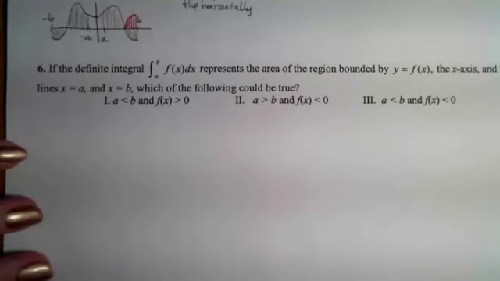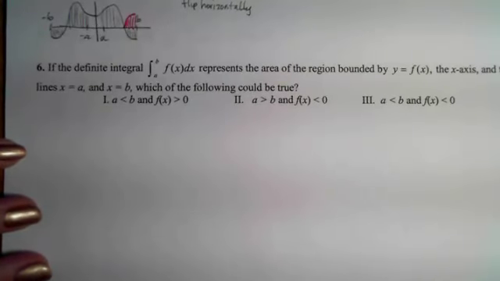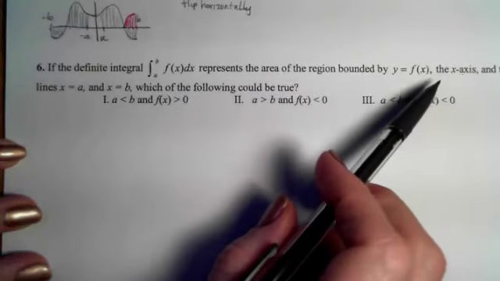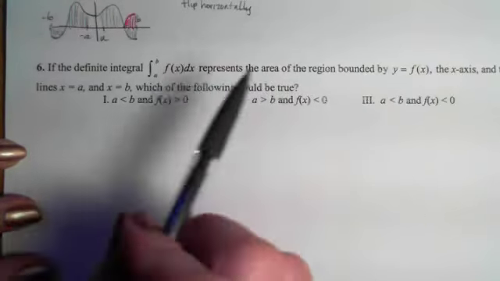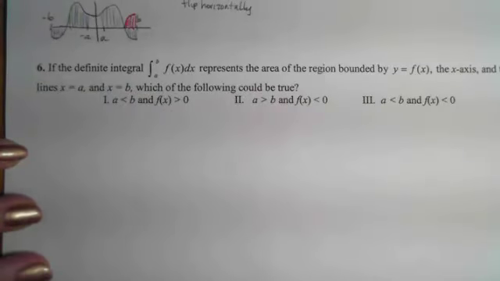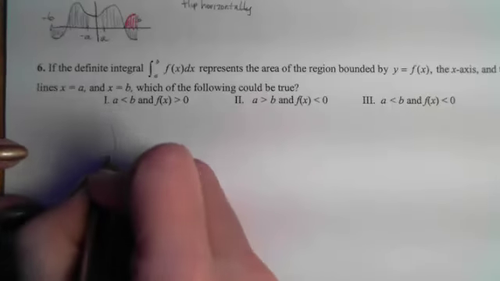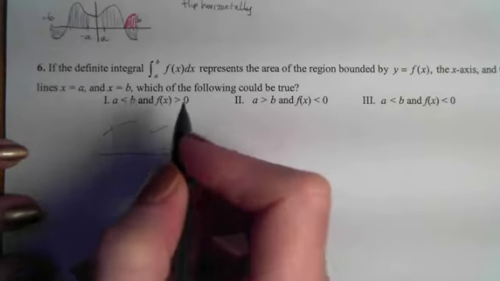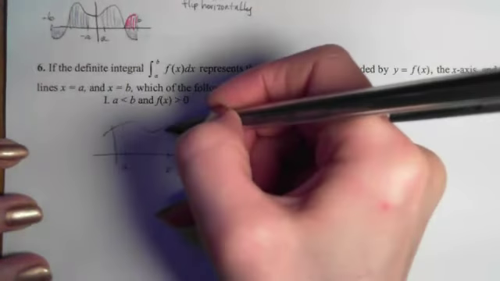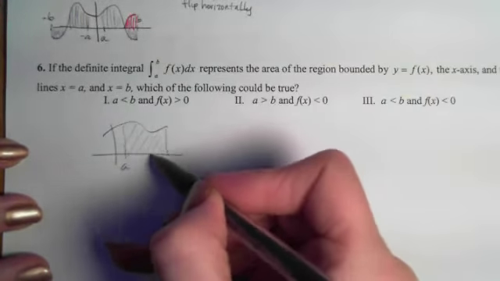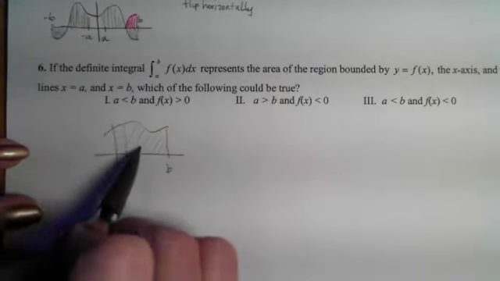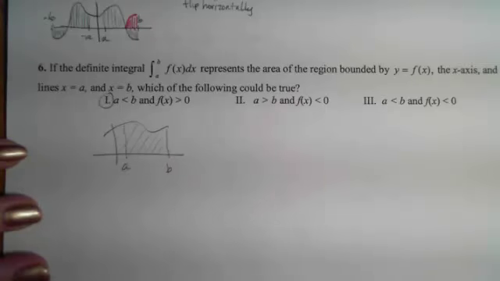Number 6, same technique, same sort of property test here. It says if the definite integral represents the area between f and the x-axis, which of the following could be true? So I'm going to draw each of these pictures and see if they're true. This one says f is positive and a is less than b. So f is above the x-axis and a is to the left. Is that accumulation the same as the area? Yes, it is, because it's above and we're traveling right.